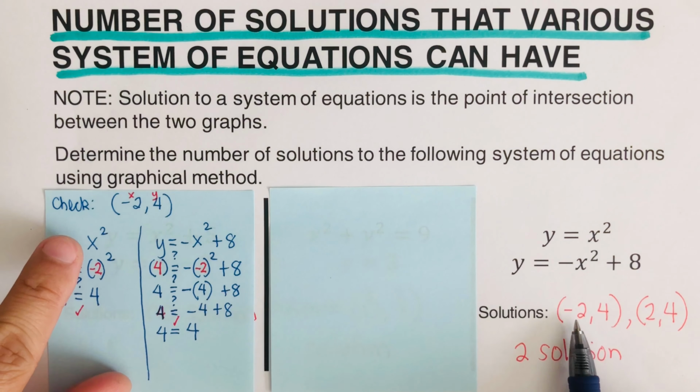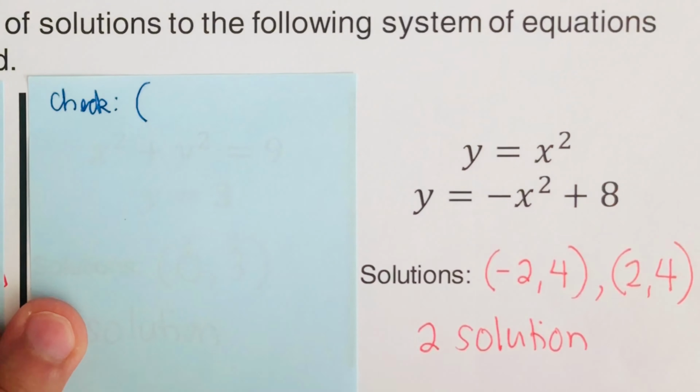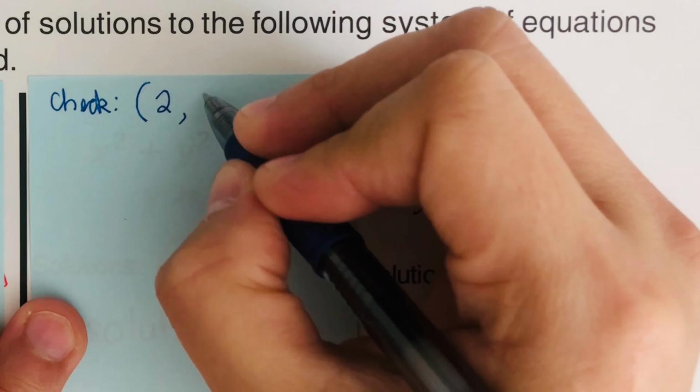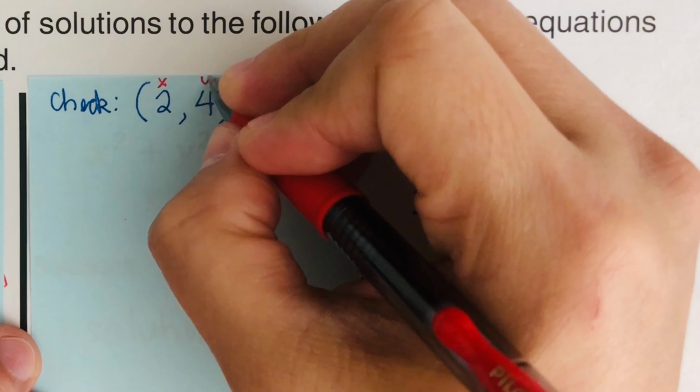So we are done with the first solution. Now let's check the second solution. So I'm going to show the work up here. So we're doing the second solution, which is 2 and 4.